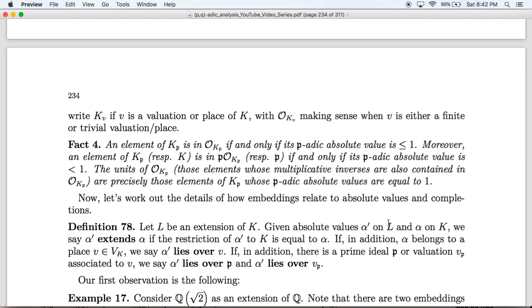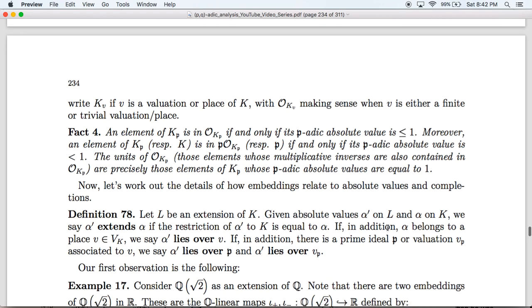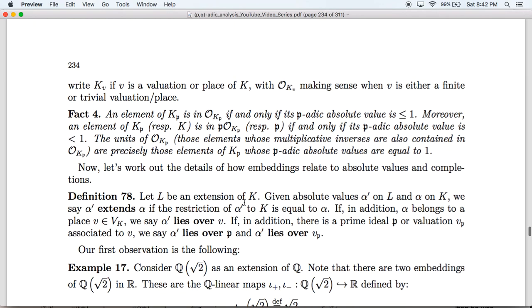So now let's work out the details of how embeddings relate to absolute values and completions. Let L be an extension of K. Given an absolute value alpha prime on L and alpha on K, we say that alpha prime extends alpha if the restriction of alpha prime to K is equal to alpha.